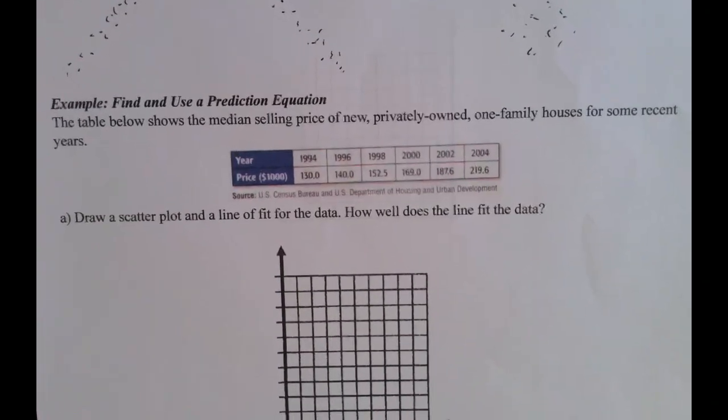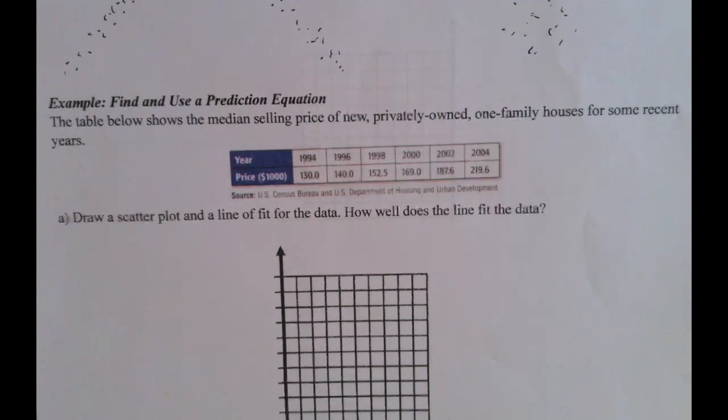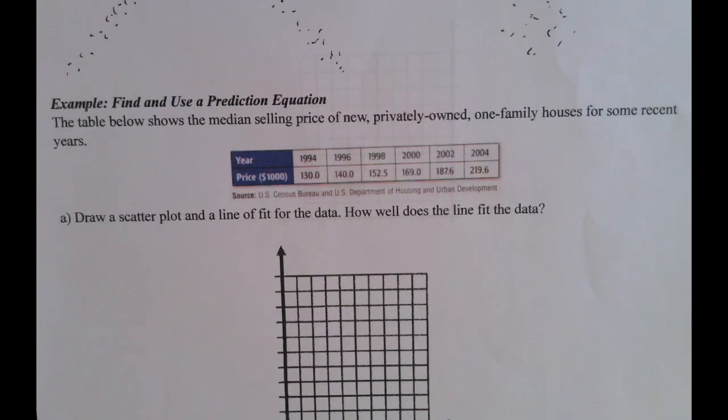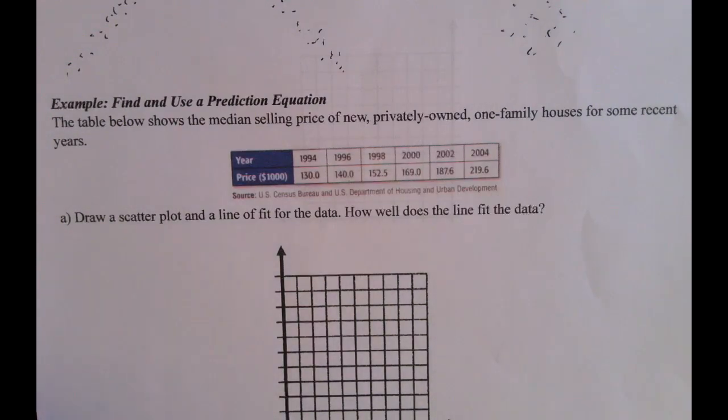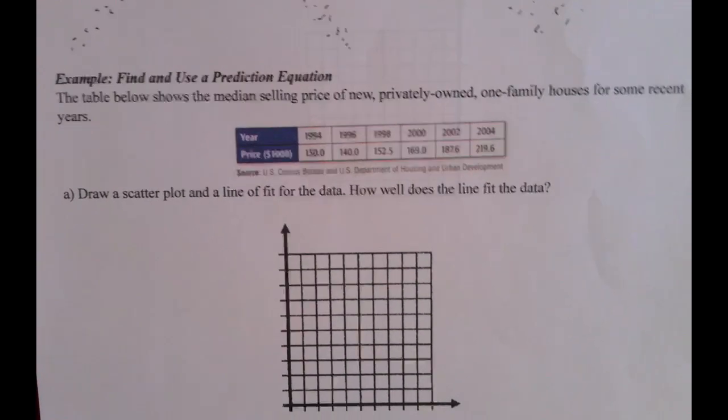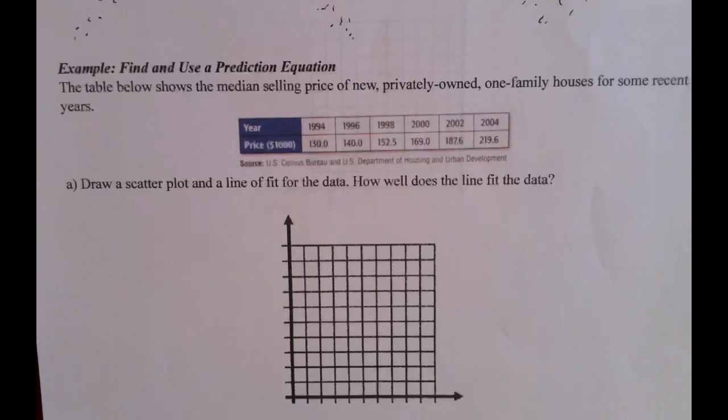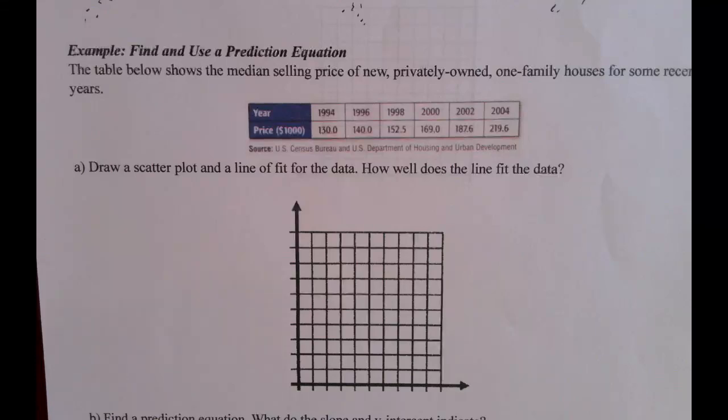Okay, so the table below shows the median selling price of new privately owned one-family homes for some recent years. What we're going to do is first draw a scatter plot and then a line of fit for the data, and then ask how well the line fits the data. Okay, it's a little bit hard when it gets super specific, but we're going to try our best to get started.